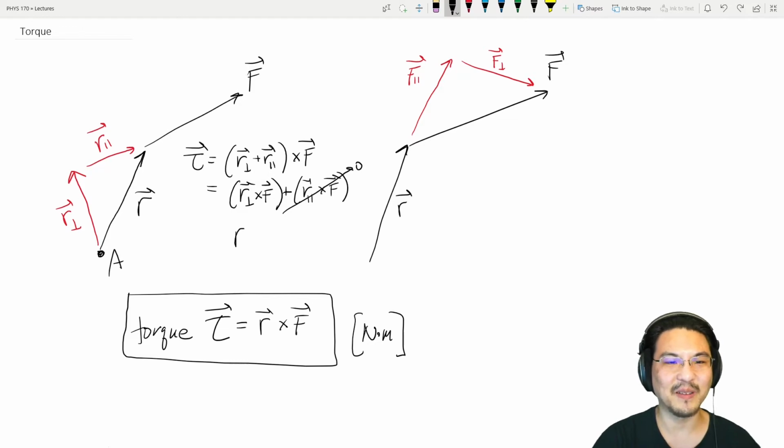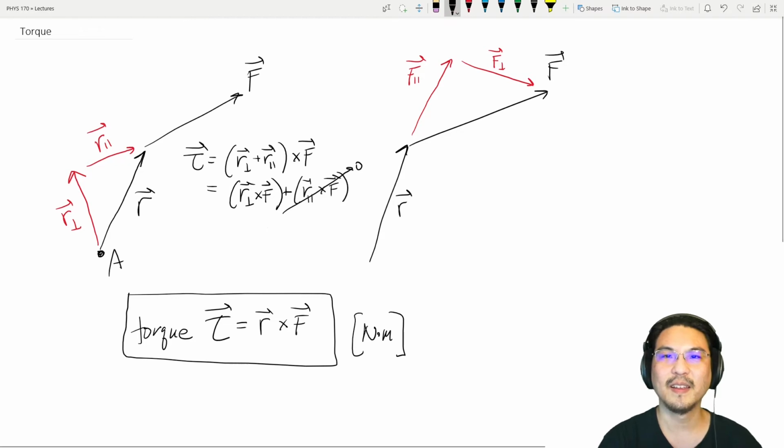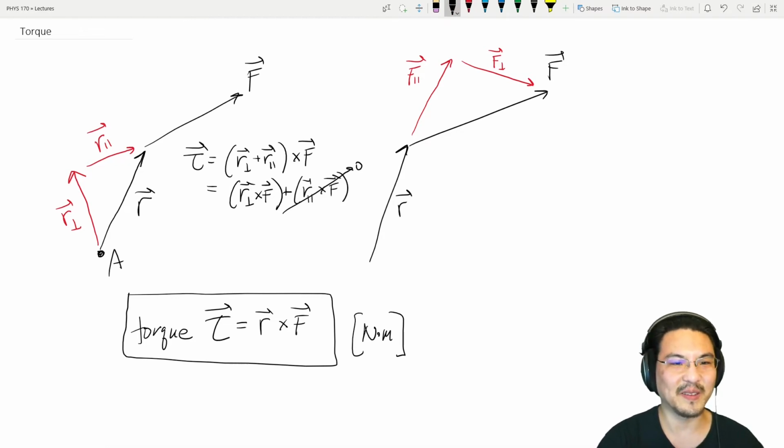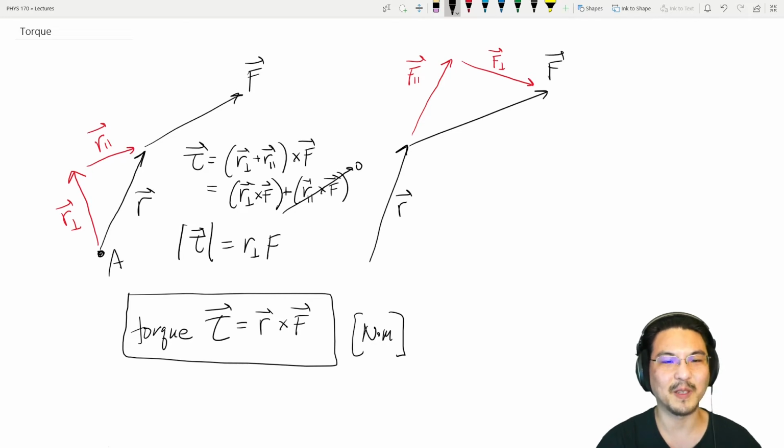And then how about this? The magnitude would be this and this, sine 90 degrees, which is 1. Right? So then the answer, the magnitude is just R perpendicular times F, and then the direction according to the right-hand rule. So let me just jot that down. So the magnitude of this here is this times this. And then you just use the right-hand rule for the direction. This thing is called the lever arm.